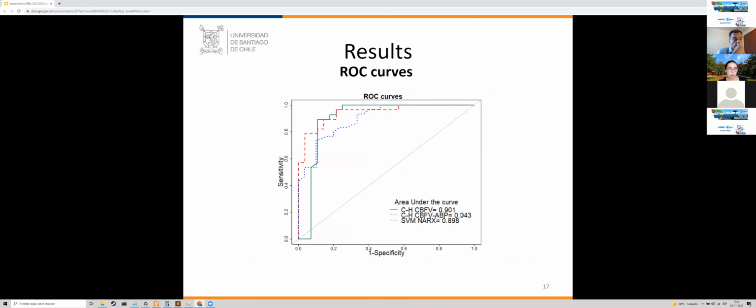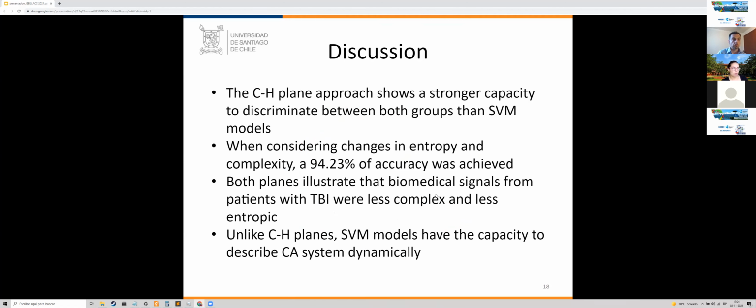So to know the ability of the methods to distinguish between the healthy subjects and the patients, we built 3 curves where here we can see that the complexity entropy plane got the highest area under the curve here with 94% of accuracy. The machine learning model obtained an area under the curve of 89.8.